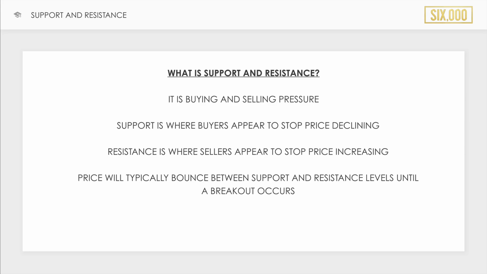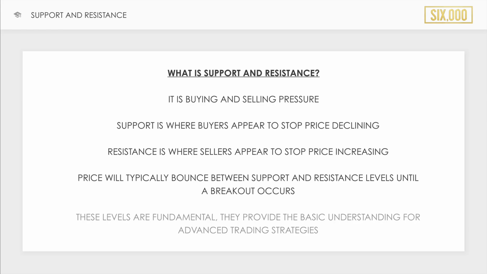Now price will typically bounce between support and resistance levels. So again, we can have a single trend line, or we can have what's known as a support and resistance level, which I will show you in today's module. We'll go over a live market example as well. So price will typically bounce between support and resistance levels until a breakout occurs. And of course, I explained a breakout, what that means, when we were looking at trading the trend line.